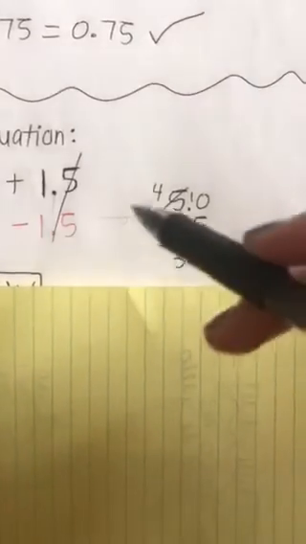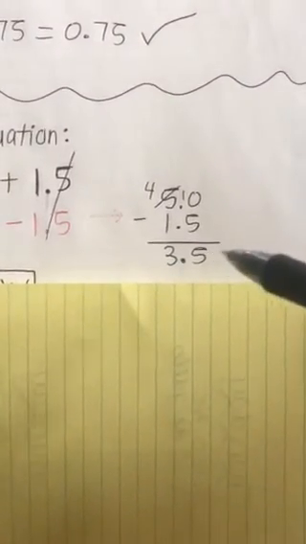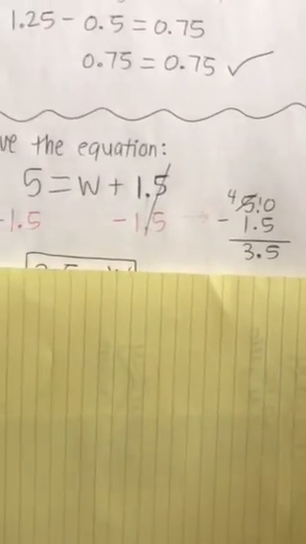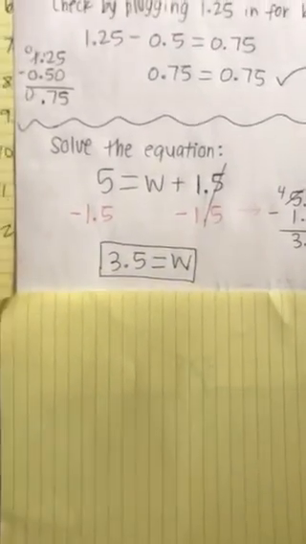5.0 minus 1.5. We had to borrow. So 10 minus 5 is 5. 4 minus 1 is 3. So 3.5 is my answer. 3.5 equals W.